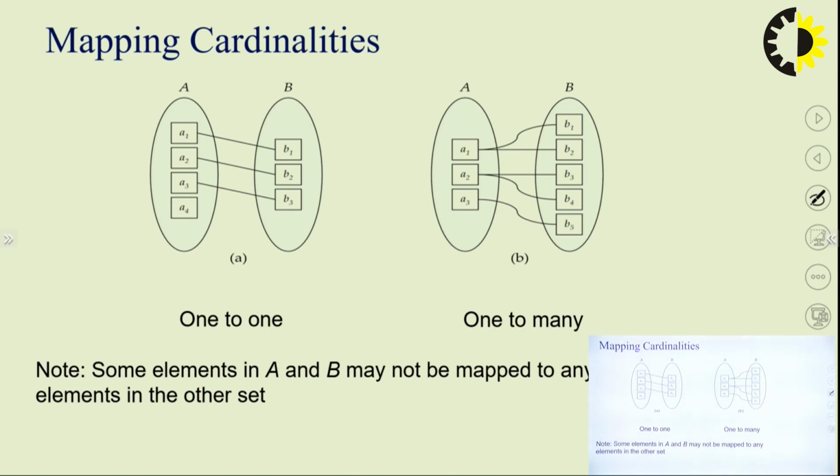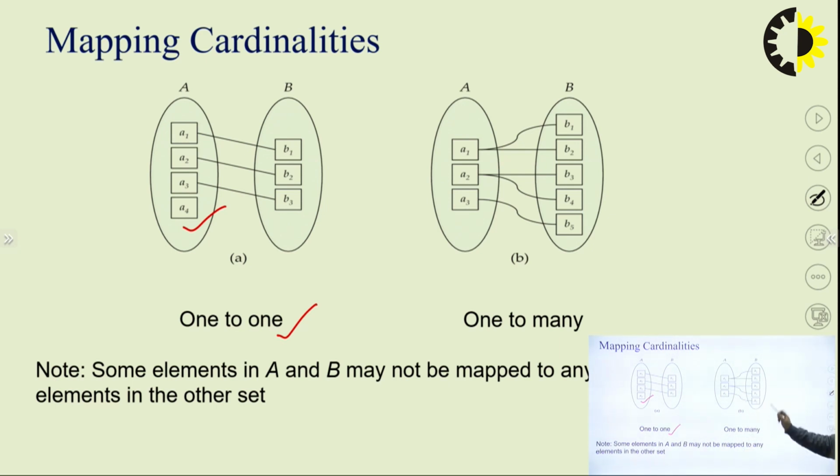So, mapping cardinalities. Here we can see that A and B are two entity sets and they are associated with each other using some relation. In the first diagram we see a one to one cardinality, like A1 is connected to B1, A2 is connected to B2, A3 is connected to B3, and some can be left out, but if an entity has to be connected, then it is connected to only one.